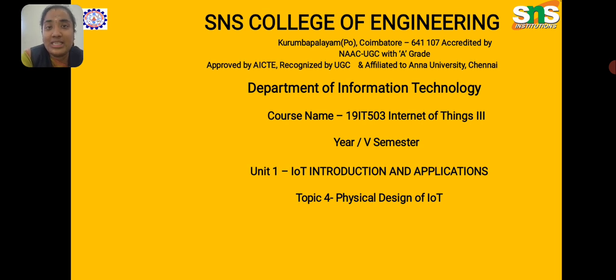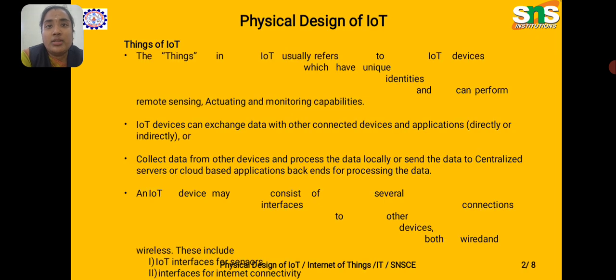Today we are going to see a topic in physical design of an IoT. What is known as the physical design of an IoT? The things in IoT usually refer to IoT devices which have unique identifiers and can perform remote sensing, actuation and motion capabilities. IoT devices can exchange data with other connected devices and applications, either directly connected or indirectly connected.